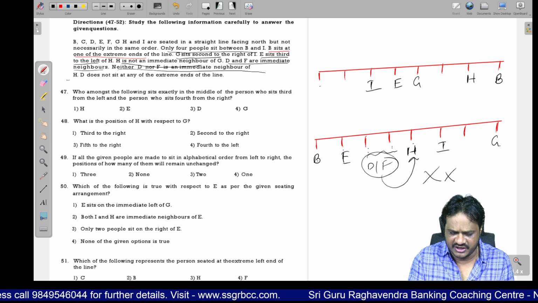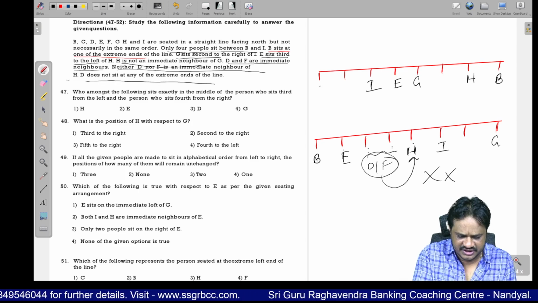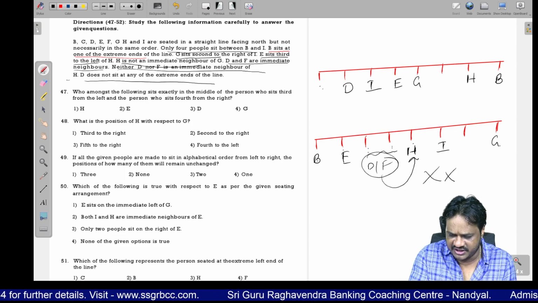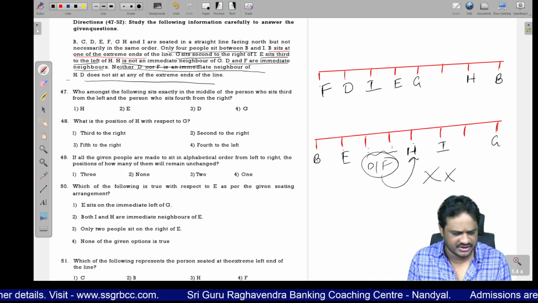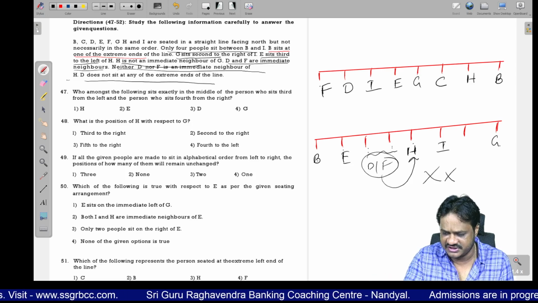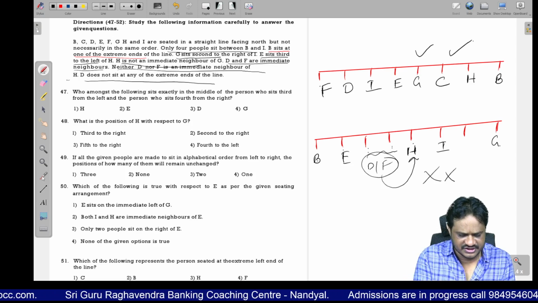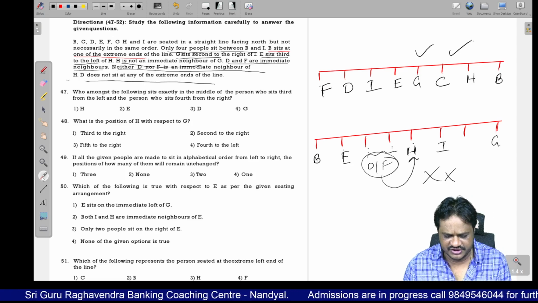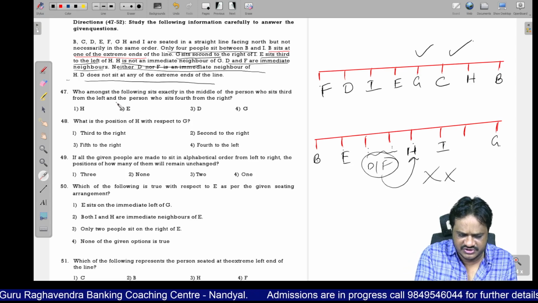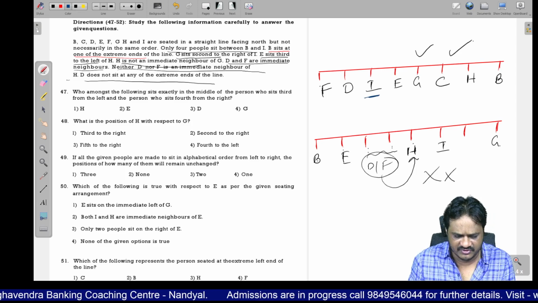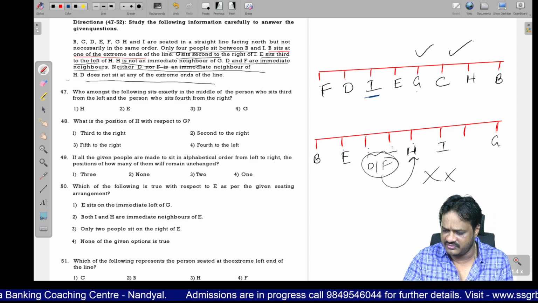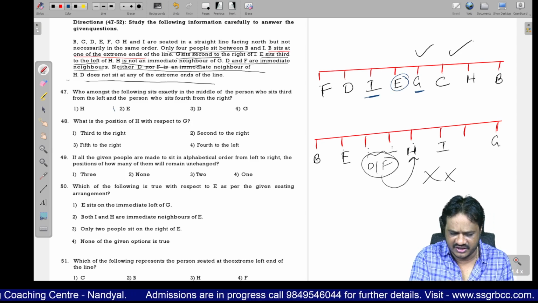So here you can write D and F. D is not at the extreme end, so D will come here. F will come here. We are left with only one person, C. So this is the correct arrangement. Now let us answer the question. Who among the following sits exactly in the middle of the person who sits third from left and the person fourth from right? Third from left is I and fourth from right is G. In the middle we are getting E.